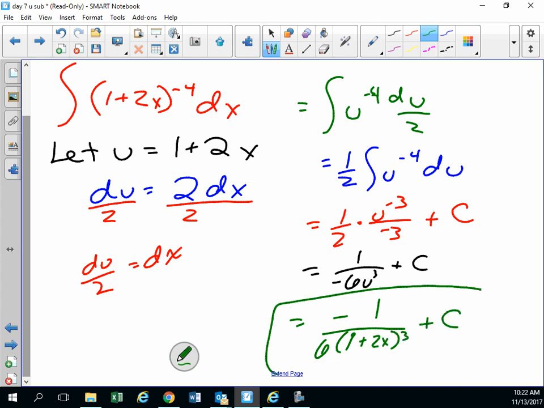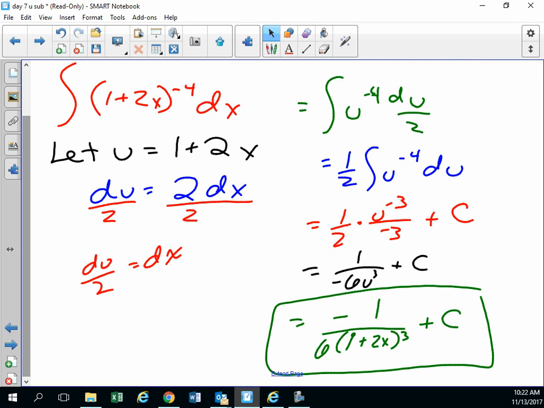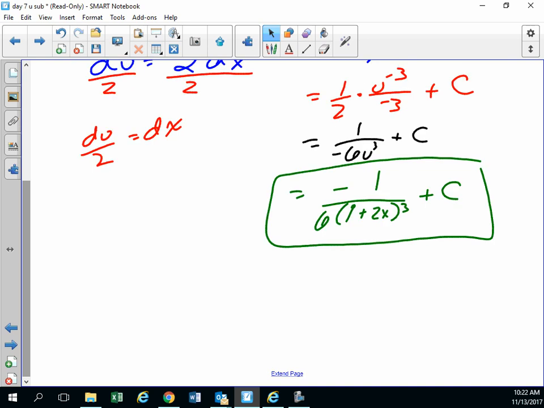Did you get negative 1 over 6 times the quantity 1 plus 2x to the 3rd power plus c? Yes. You have 3 more problems on this piece of paper to do in your groups.